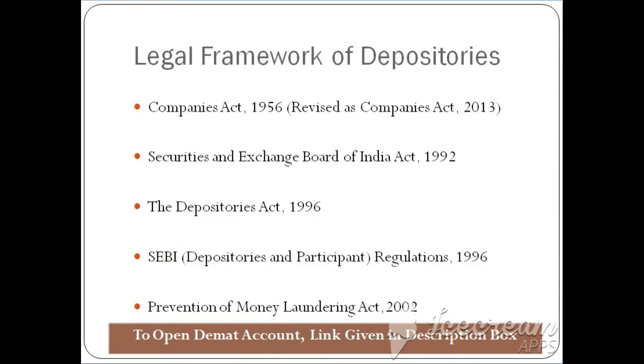As we all know, if something has come into existence on a large scale, then it will also have a framework that will guide it in performing functions, duties, and making use of powers in a better way. If I say there is a large company operating in the market, but it has no legal framework and is not registered, then there will be a big question mark on the existence of that company. So here is the legal framework of the depositories. A depository is a limited company incorporated under the Companies Act 1956, and hence it is governed by the Companies Act 1956, which is now revised as the Companies Act 2013.